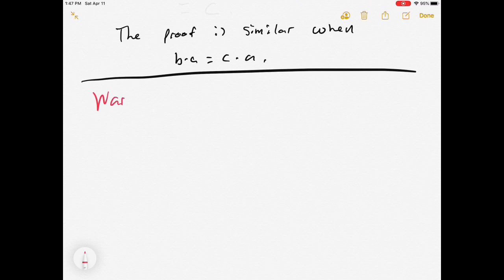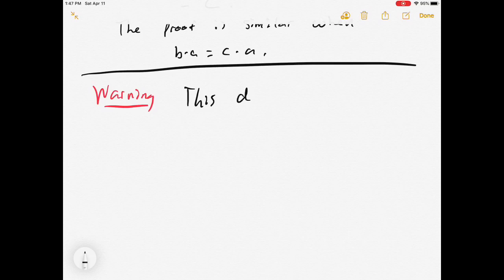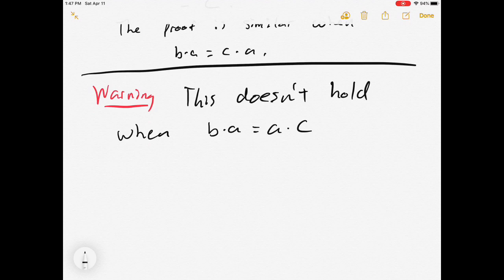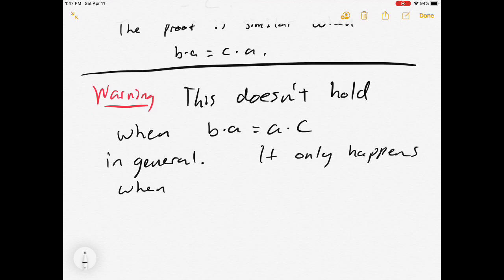Here's a word of caution. This doesn't hold up when B times A is equal to A times C in general. It only happens when A commutes with B or A commutes with C.